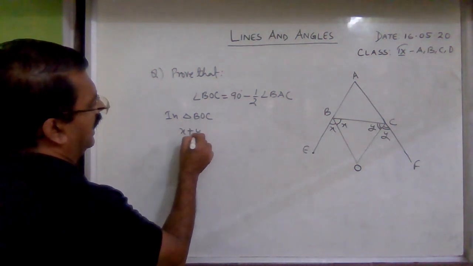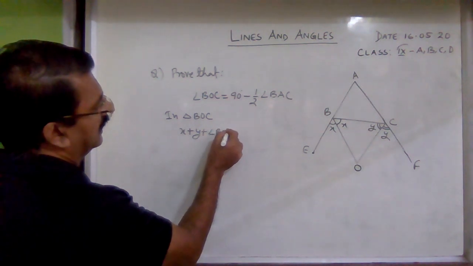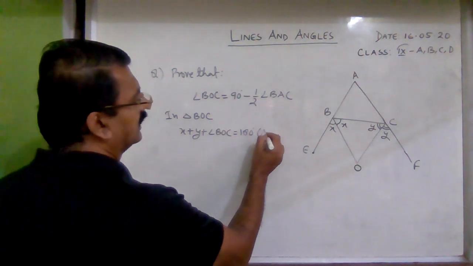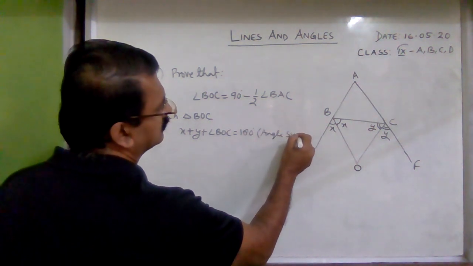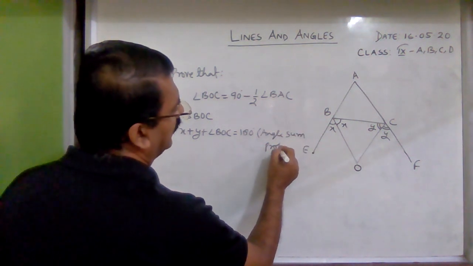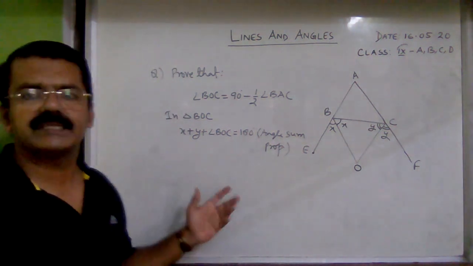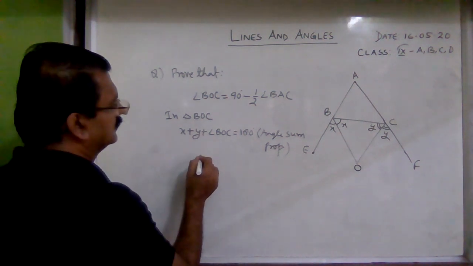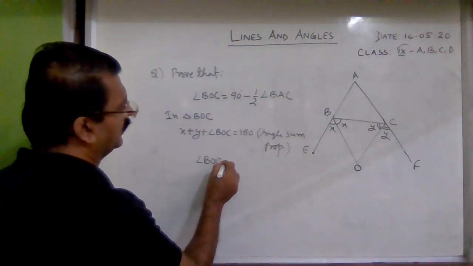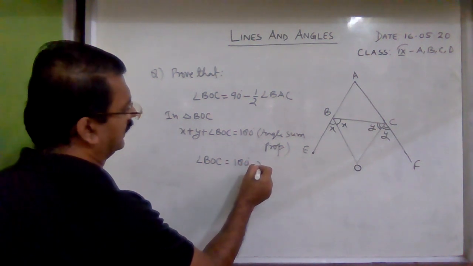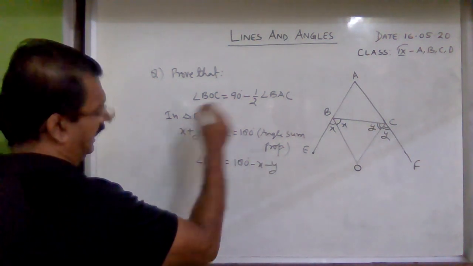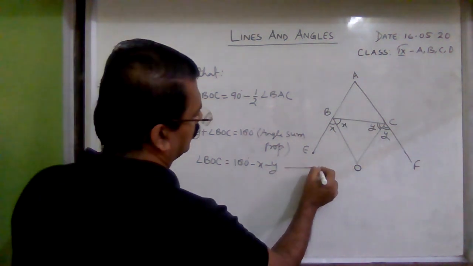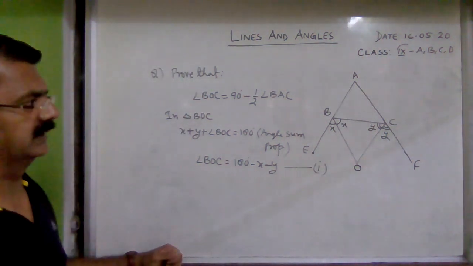Now in triangle BOC, x plus y plus angle BOC will be 180. That is the angle sum property. So angle BOC will be equal to 180 minus x minus y, if you shift x and y to the other side. So write it as equation 1.